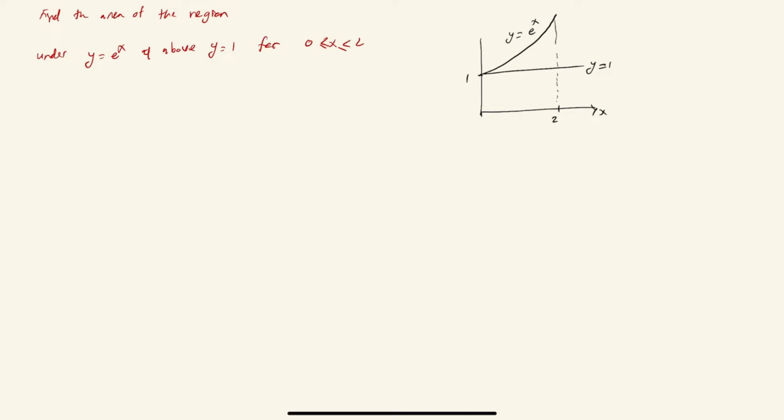Now notice that the top function is e to the x and the bottom function is going to be 1. We want to find the area between these two. So that's going to be the definite integral with limits of integration from 0 to 2 of the top function minus the bottom function. Then we just put that into a calculator, and the result is going to be 4.389.